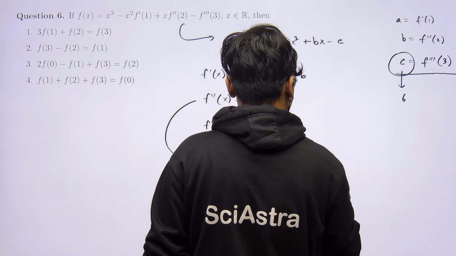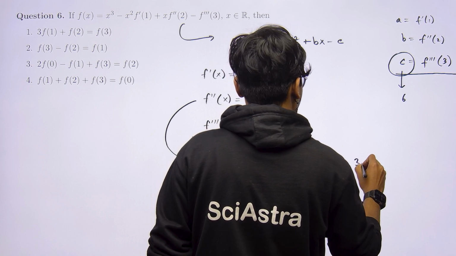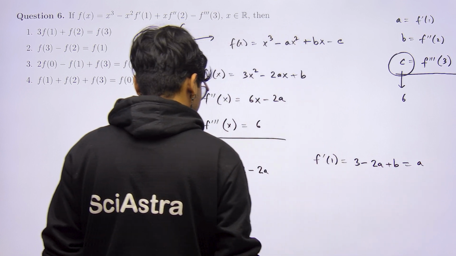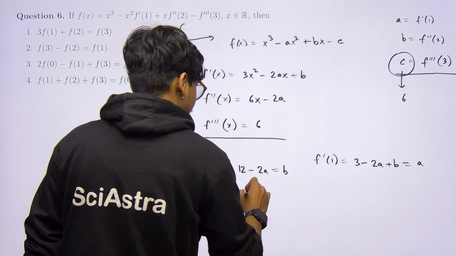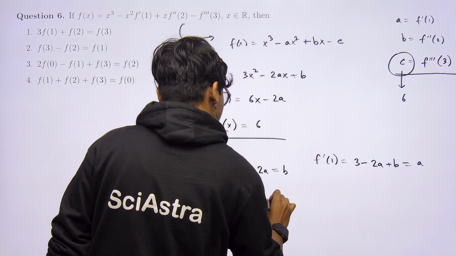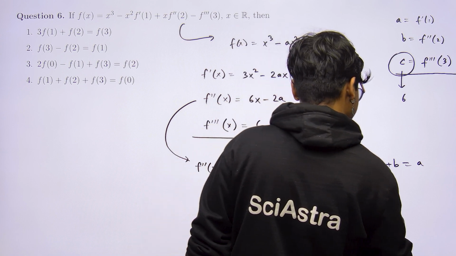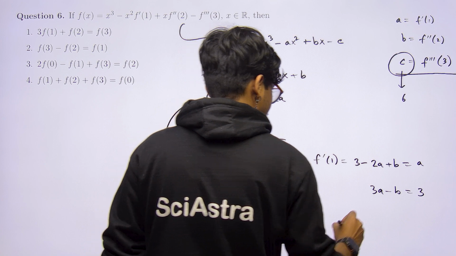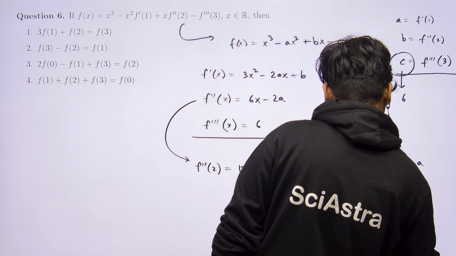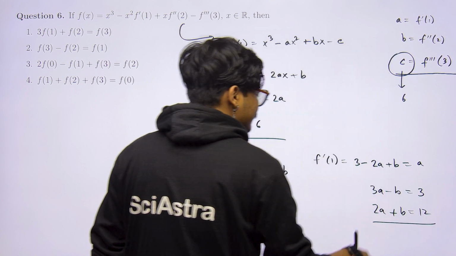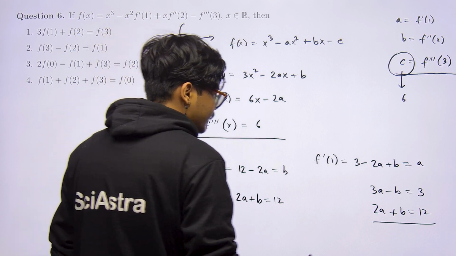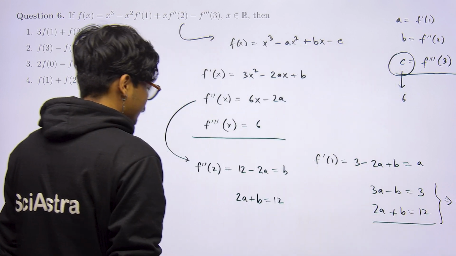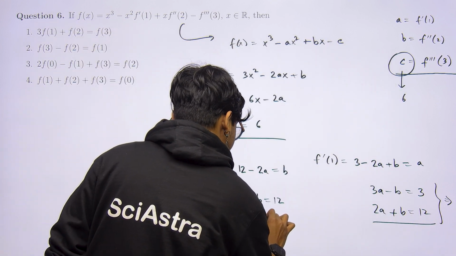This is one equation we get, and from the first equation you can say that f'(1), which is nothing but 3 minus 2a plus b, has to be equal to a, right? And this value has to be equal to b. So you get that 2a plus b is equal to 12, and from this equation you'll get that 3a minus b is equal to 3. So let's solve these two equations. So you get 2a plus b equal to 12, right? So if you add these two, you'll get the value of a as 3, right? Now once a is equal to 3, if you plug this here, you'll get the value of b as 6.